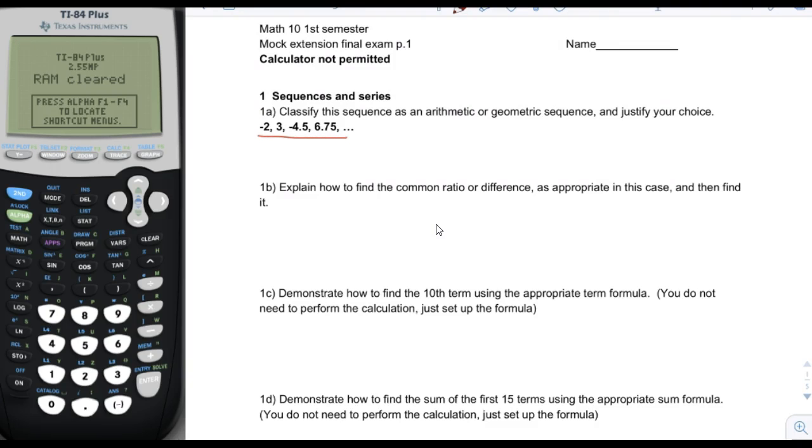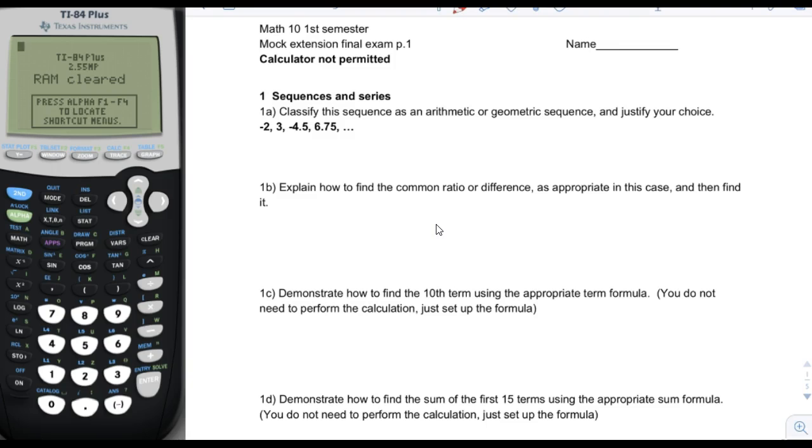From looking at it, I do not see a common step size going from one to the other. Like this step size would be -2 to 3. That would be a step size of +5. If it was that pattern of adding 5 every time, then the next one should be 8, and it's not. So this is obviously not an arithmetic sequence.